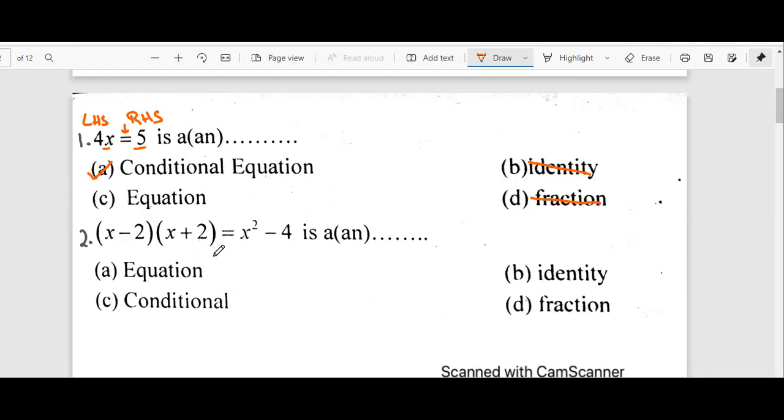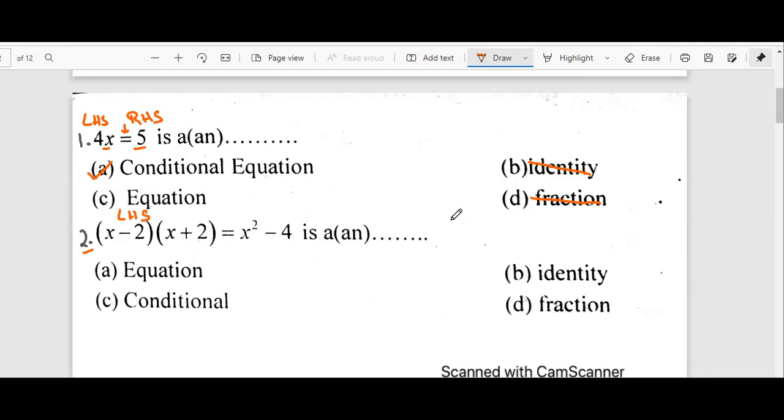Right. So let's talk about the second question. (x - 2)(x + 2) = x² - 4. Now what is this? Is it an equation, identity, conditional equation, or fraction?